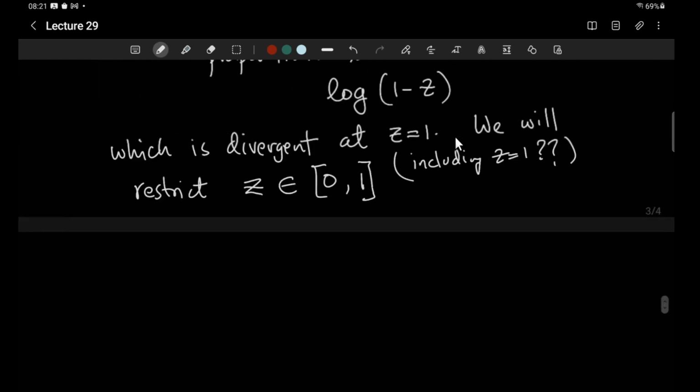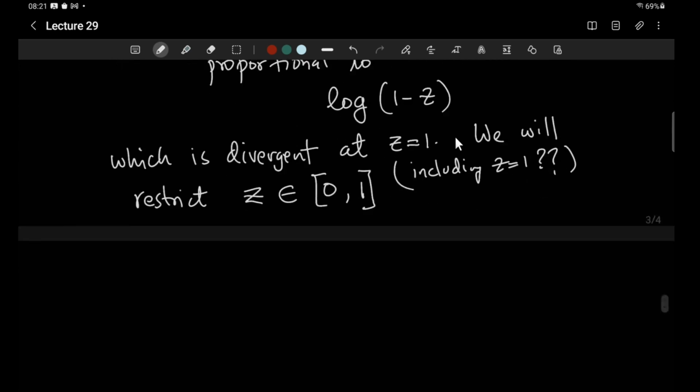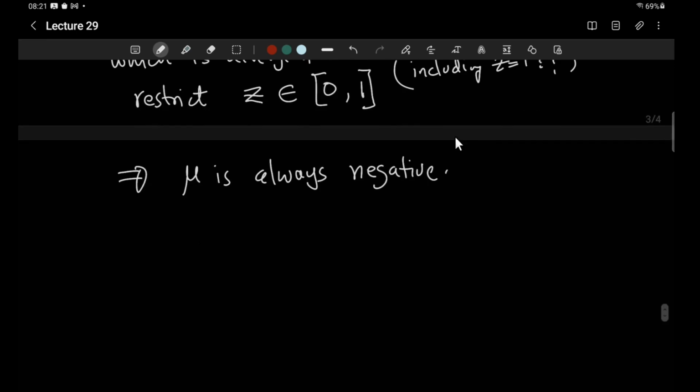So what does this mean for mu? Negative. z equal to 1 is mu equal to 0, which is a limit point. You agree? z is e to the power beta mu. Is this okay? Somebody respond. Yes, sir. Okay, good. So mu is always negative.